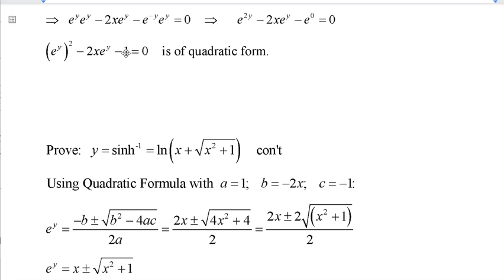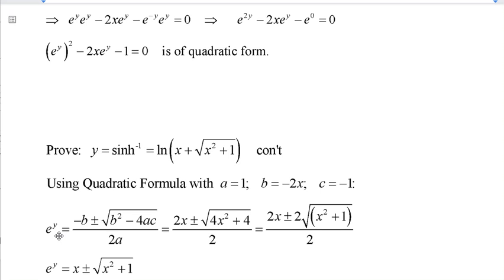And if we use the quadratic formula, then the constant in front of e to the y squared is 1. So a is 1. And then the coefficient of e to the y is negative 2x. And then the last term is negative 1. So we have a is 1, which is the constant in front of the e to the y squared, and the coefficient of e to the y is negative 2x, and then c would be negative 1.